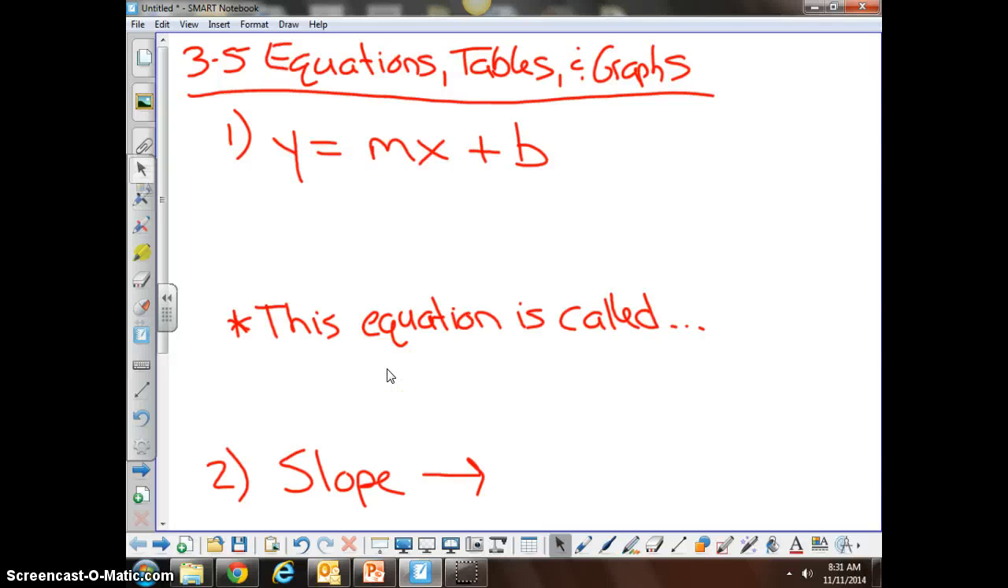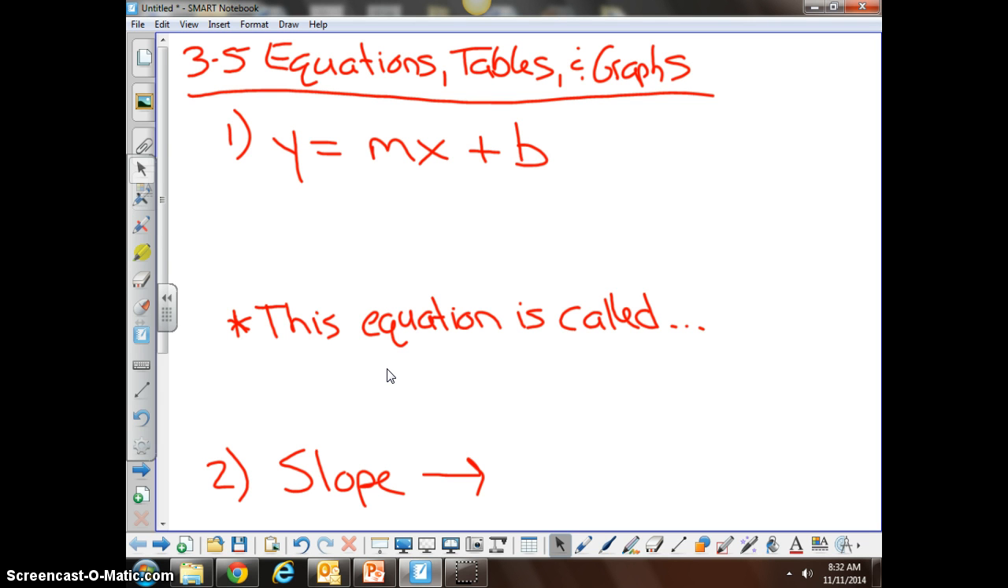Good day, everyone. Today we are going to work on equations, tables, and graphs, Chapter 3, Lesson 5. First thing I have up here is something that may or may not be familiar to you in number 1. It is y equals mx plus b, and we're going to talk about this.